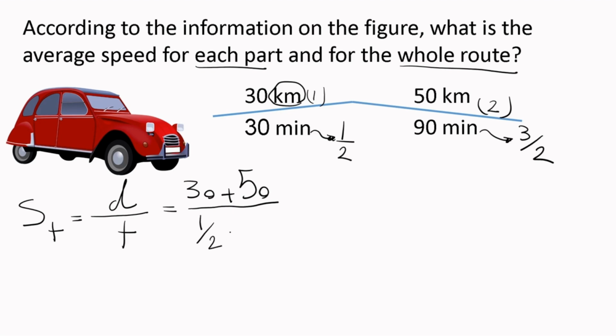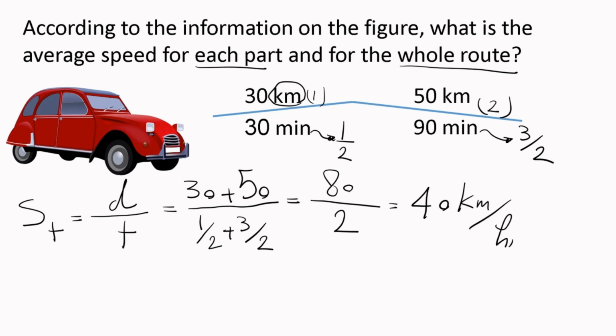1 over 2 plus 3 over 2. We are going to have 80 because they have the same denominator. We can add them easily. It's going to be 4 over 2, and 4 over 2 will be 2. 80 over 2 will be 40, and because we have distance based on kilometer and t based on hour, the unit will be kilometer per hour.